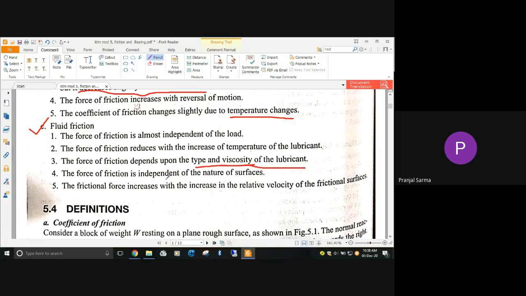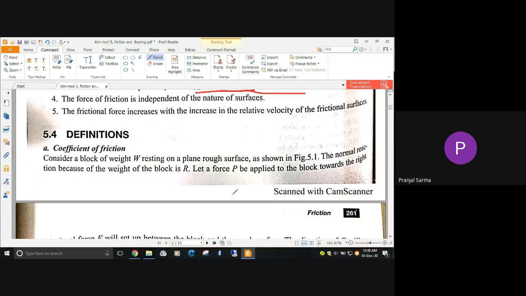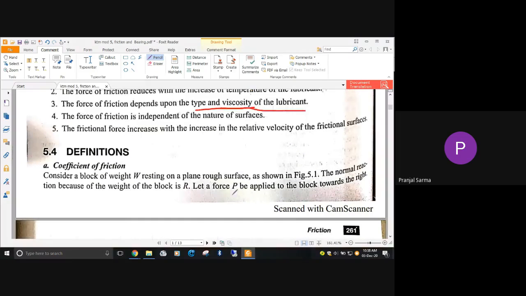And once again here also, the force of friction is independent of the nature of surfaces. And with the increase in the relative velocity of the friction surfaces, the force of friction also increases. So these are some of the laws of friction with respect to skin friction. Similarly, we have discussed solid friction and so on.